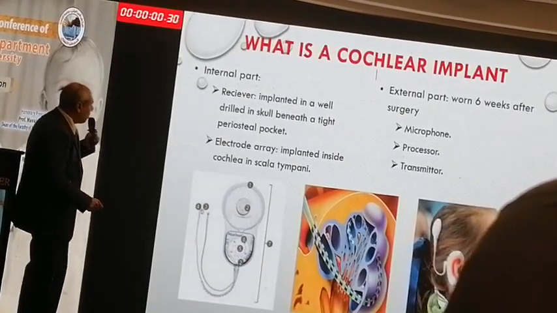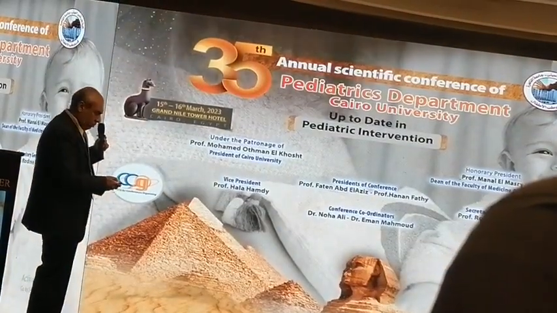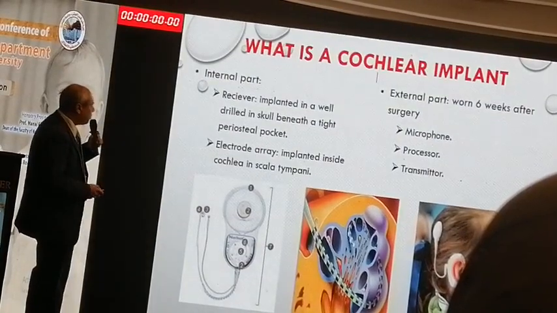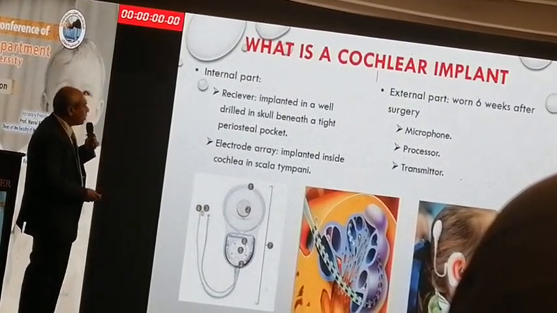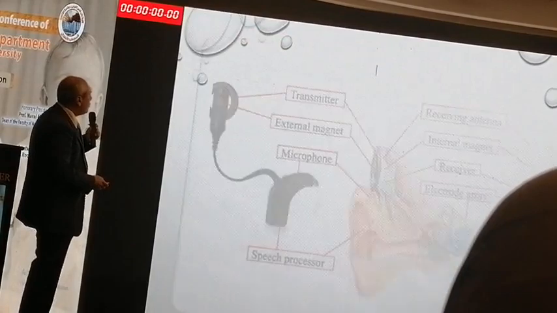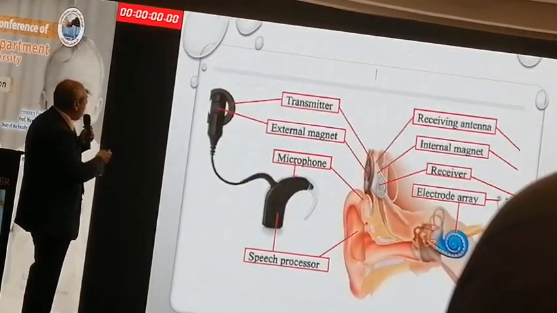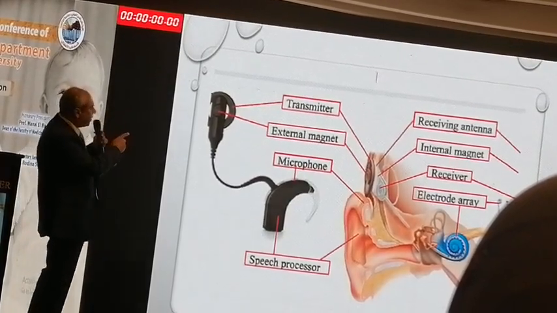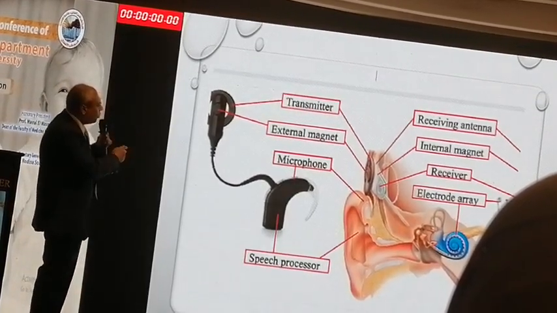And you have the external part, which is worn 6 weeks after surgery, consists of the microphone, processor, and the transmitter. This diagram shows the internal and external part. The external part consists of the microphone, processor, and the transmitter with its external magnet attached to the magnet of the internal part.